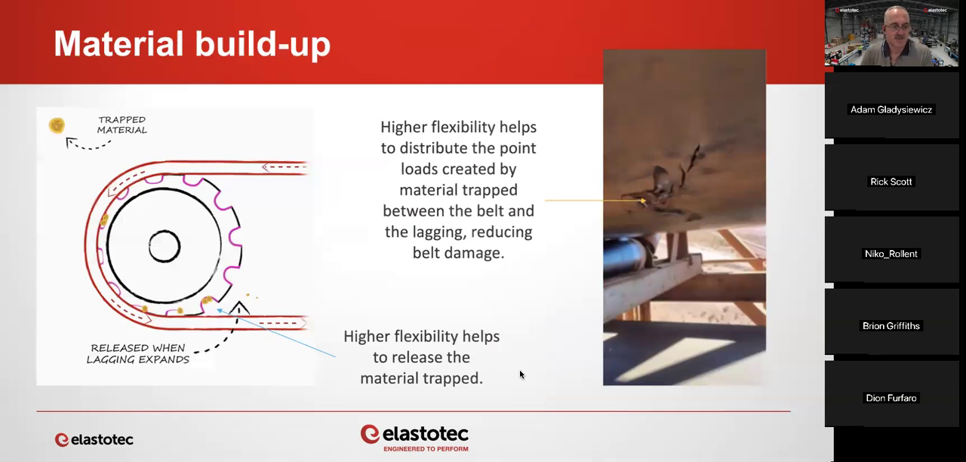One of the other considerations as far as flexibility goes when it comes to lagging is the ability to soften point loads when you get material that's trapped between the pulley and the belt. If you have a flexible lagging, it's able to absorb some of that point loading. If you have a rigid lagging, for example, like direct bond, probably the worst case, or even hot cast polyurethane, basically any material that's trapped between the lagging and the belt has a very high point load on the belt and can cause belt damage.